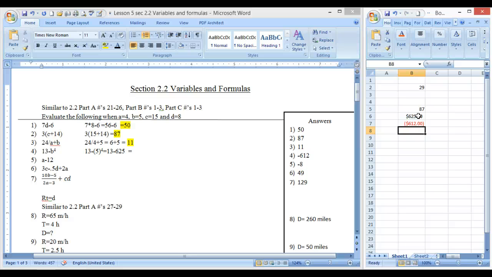Press equals. Now in this one, because I'm working with money and Microsoft Excel does finances, the red means that I'm in the negative. So this is negative 612.